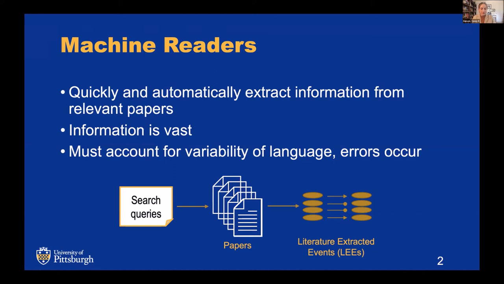However, the information available in the literature is extensive, and not every event extracted from a paper is relevant or even useful to the model at hand. And machine readers also must do their best to account for the variability of language. Sometimes a machine reader cannot accurately extract the interaction the author is trying to convey. A really common example of this is double negatives.